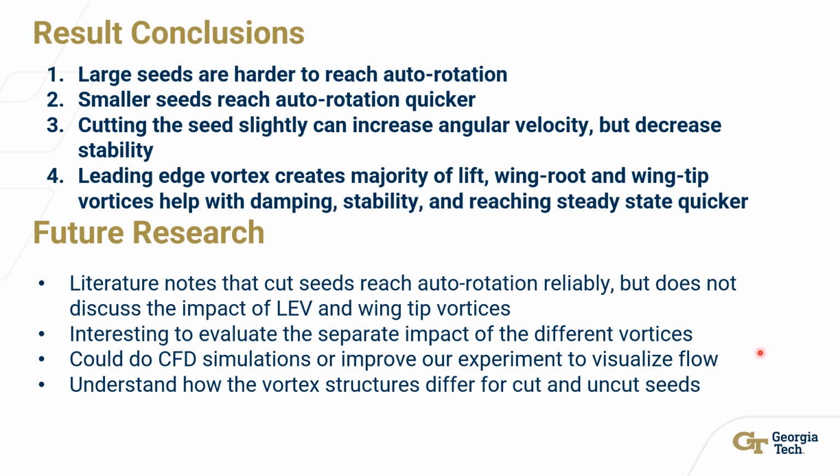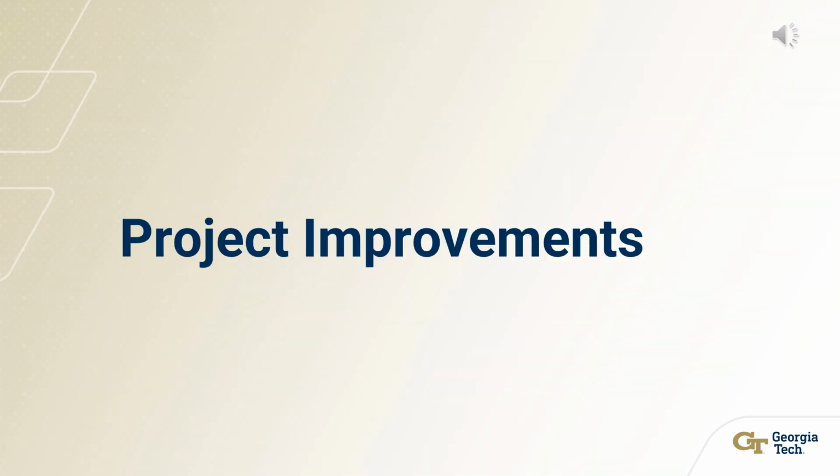We could do CFD simulations to find this out, as previous CFD simulations don't truly delve into a lot of detail on the vortex structures or their actual impact on the flight. Or we can just improve our experiment, as there are many improvements that can be made, and also visualize the flow. Ultimately, it would be interesting to understand how the vortex structures differ for cut and uncut seeds. Next, we'll discuss improvements for the project that could have mitigated challenges encountered during the experiment.